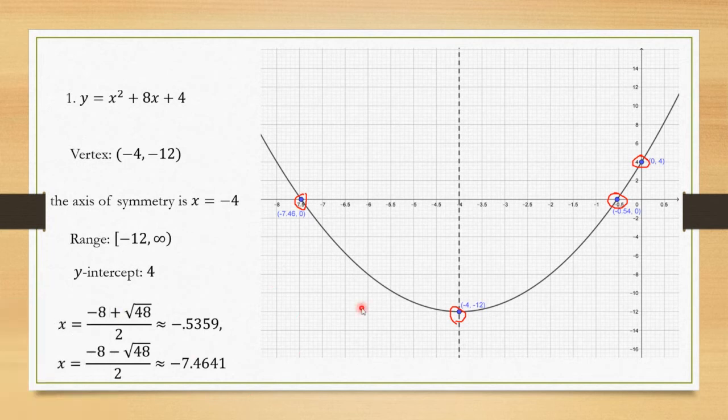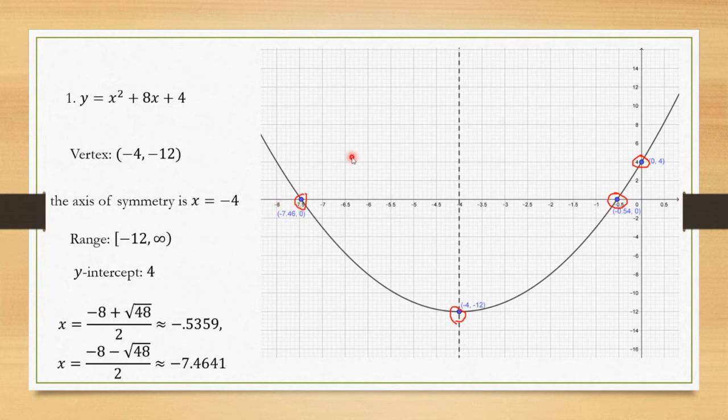I know it's kind of silly because we're not sketching it by hand, but I still think you should be able to calculate the vertex and the axis of symmetry. I still think it's good to get those by hand. You can't rely 100% on a calculator or even a graphing one. All right, so we have that example.